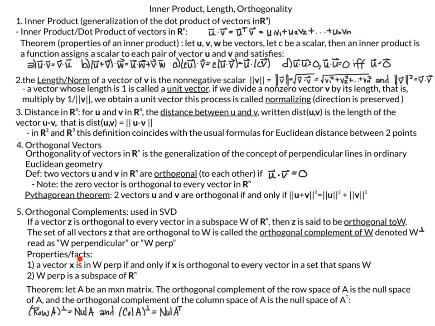And then we have the following facts. A vector x is in W perp if and only if x is orthogonal to every vector in a set that spans W. And W perp is a subspace of Rn. And last, we have this theorem, which I have written in this form here. It's easier to read. If A is an m by n matrix, then the row space of A perp is equal to null of A, and the column space of A perp is equal to the null of A transpose.